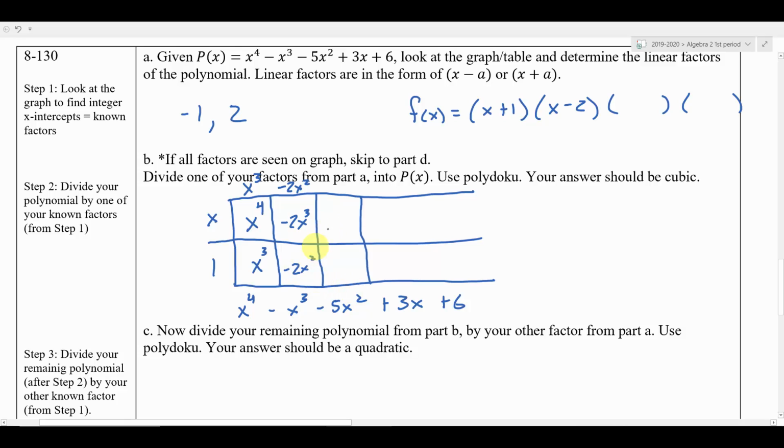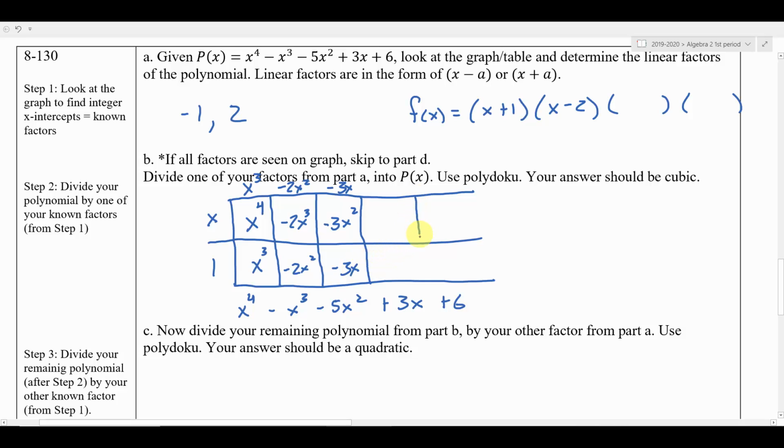And my x squareds, this diagonal right here, has to add up to -5. So I'm going to need another negative 3x squared. So then x times something gives me negative 3x squared. Well, it's got to be negative 3x. Okay. Then negative 3x times 1 is negative 3x. And we're done with that column.